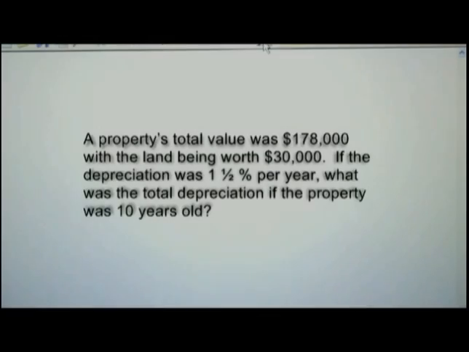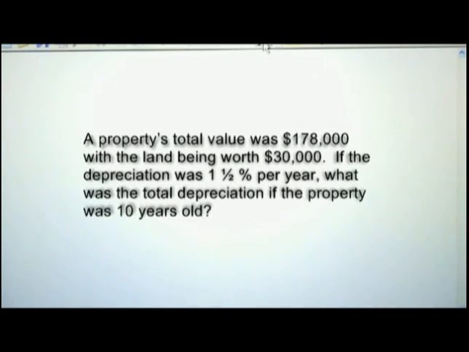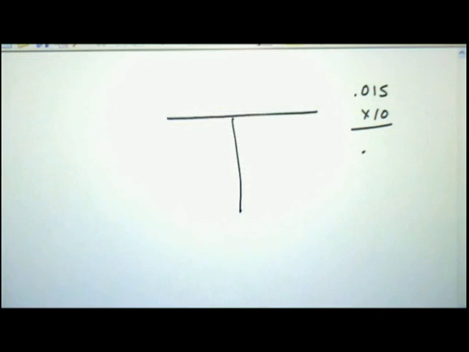A property's total value was $178,000, with the land being worth $30,000. If the depreciation was 1.5% per year, what was the total depreciation if the property was 10 years old? This is a problem I can do in my T. I need to be careful of a couple things. First of all, I can account for all 10 years in my T if I just take 1.5% per year, or 0.015, and multiply it by the 10 years, giving me 0.15. I can put that in my T.